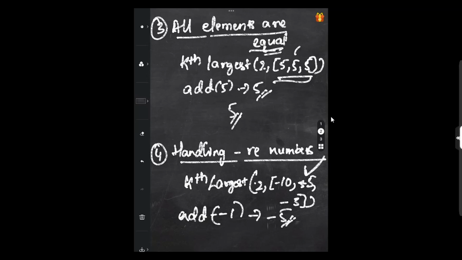Why is the output -5 here? Because we are ensuring the solution correctly handles the negative value here. Because we are considering the kth largest, according to the k elements, -5 will be the output here.